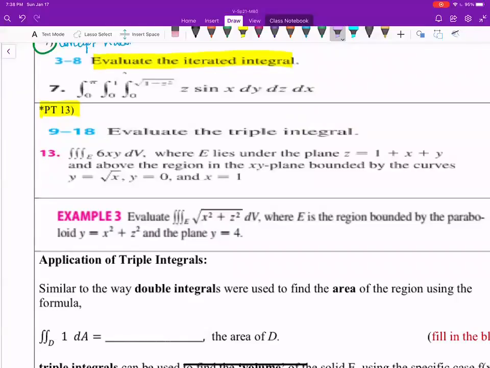Welcome back. This is part C of the concept video for section 15.6, triple integrals.